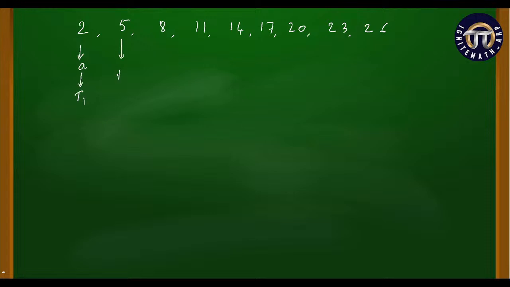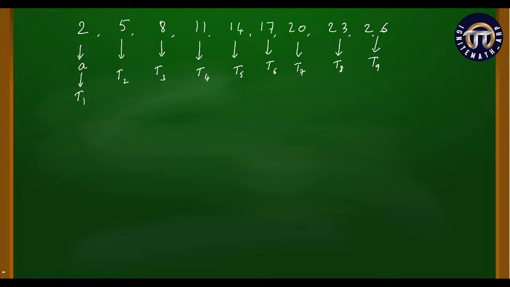Second one is T2. Third one is T3. And the fourth one is T4, T5, T6, and so on. This is T7 and T8, T9. Okay, so if I'm asking you to find out the T10, that is term number 10, you can just add the common difference 3 to the T9 to get the next number.